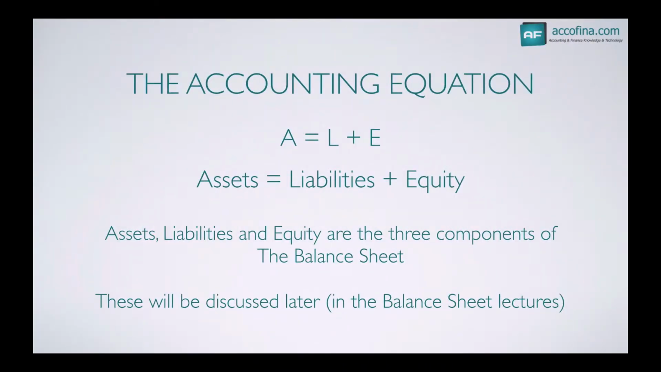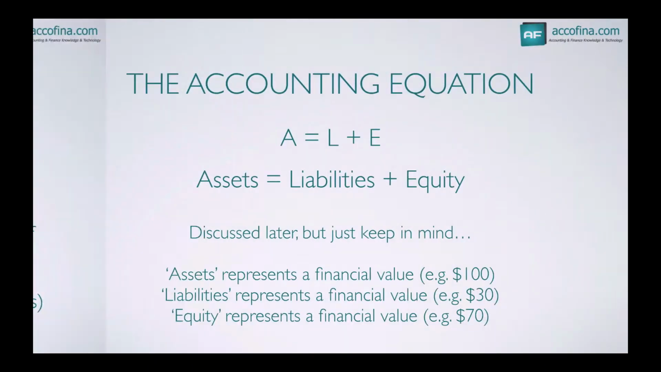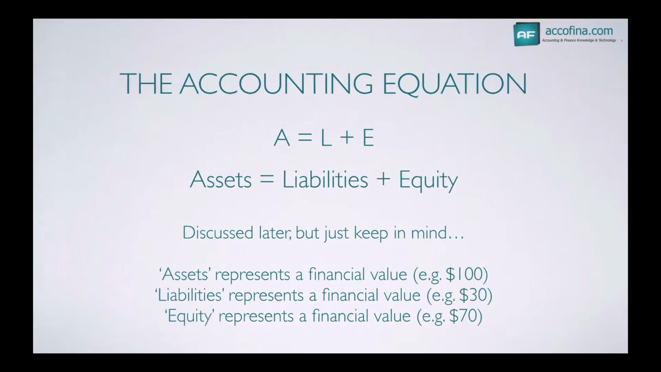Assets, liabilities, and equity, part of the accounting equation, are the three components of the balance sheet. The balance sheet will be discussed later in the course. But just at this moment, keep in mind that the assets represent a financial value, for instance $100. The liabilities also represent a financial value, for instance $30. And equity, once again, is a financial value, of $70. The financial values must always balance. And that's where you get the balancing equation from. It's because they represent financial values.